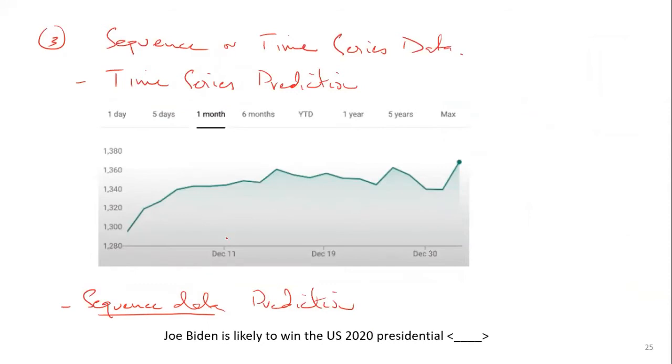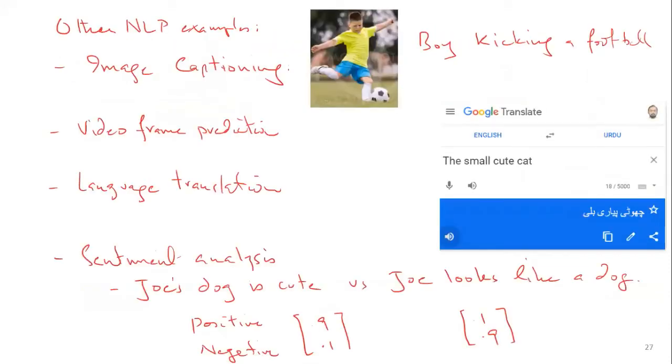So these are some of the examples. Here is the stock market. You could have sequence of data predictions. Here are some other examples. Here's image captioning, and this is all from natural language. Let's say you're trying to caption this particular image. That requires NLP. You have to come up with a caption which explains this image, and this says boy kicking a football. There is a sequence relationship, you can't say football kicking a boy. That would not make sense. So that sequence is important.